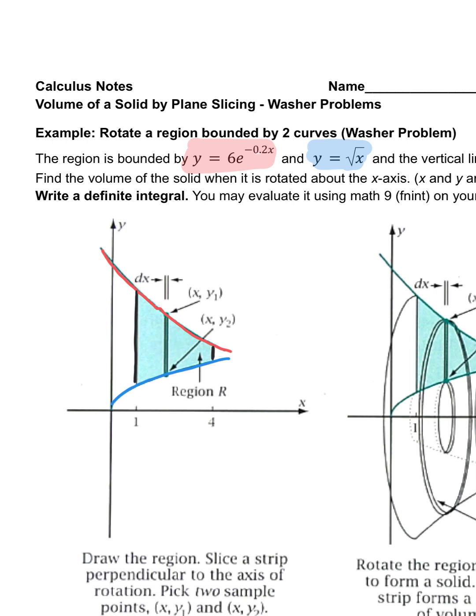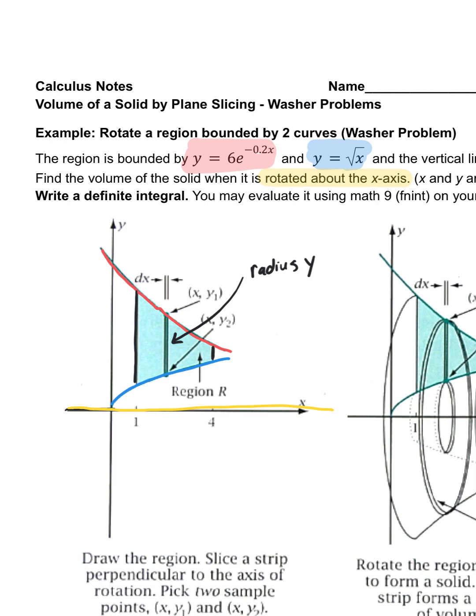Now we have to determine what kind of rectangle goes in that region. As always in volume, the rectangle is always perpendicular to the axis of rotation. So if we are rotating it about the x-axis, right here, our rectangle has to be vertical, which is right here. So that means that our radius is going to be a y value.